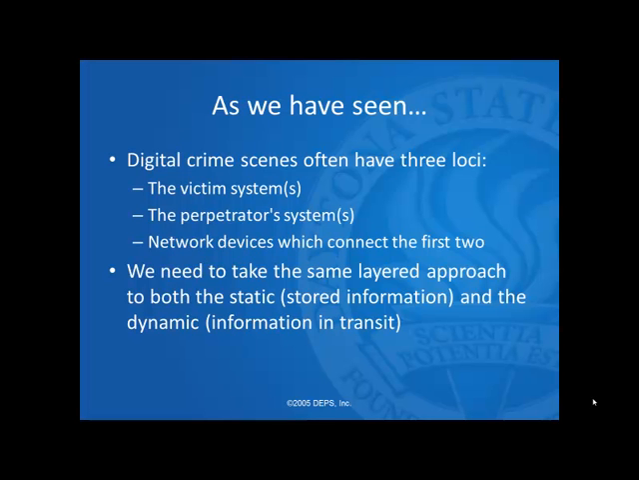As we've seen, there are really three, if you will, loci, three places where you tend to find information: the victim system, the perpetrator system, and the network devices. And you need to look at all of those layers, from the people all the way down to the physical media, on both the victim and the perpetrator systems, but also to the network which connects the two, and all of the places where the data is stored in between. So you're really talking about the network, the cloud, and cloud storage.